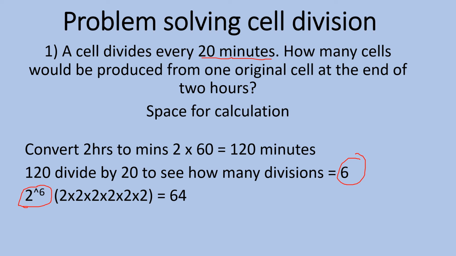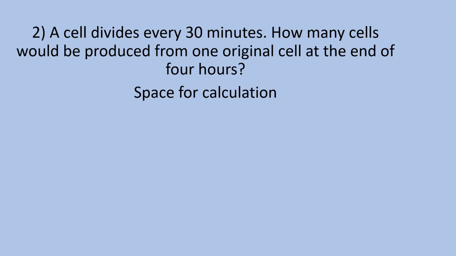So we'll try another one. So this time it says a cell divides every 30 minutes. How many cells would be produced from one original cell at the end of 4 hours? So you guys pause the video and try to do it yourselves.